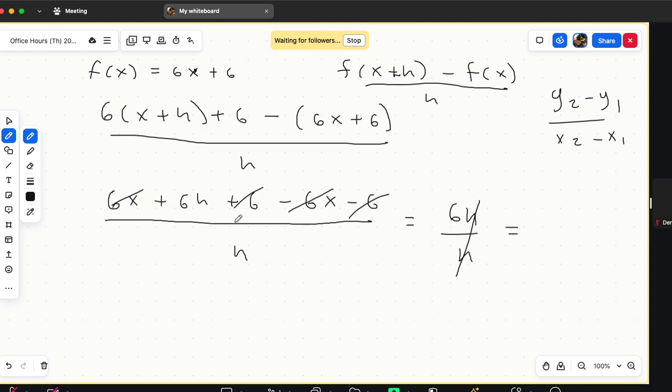And like I said, you will see it again this quarter at least once, and then you're going to see it in Calc 1 for sure, since it's going to kind of drive the definition of the derivative.